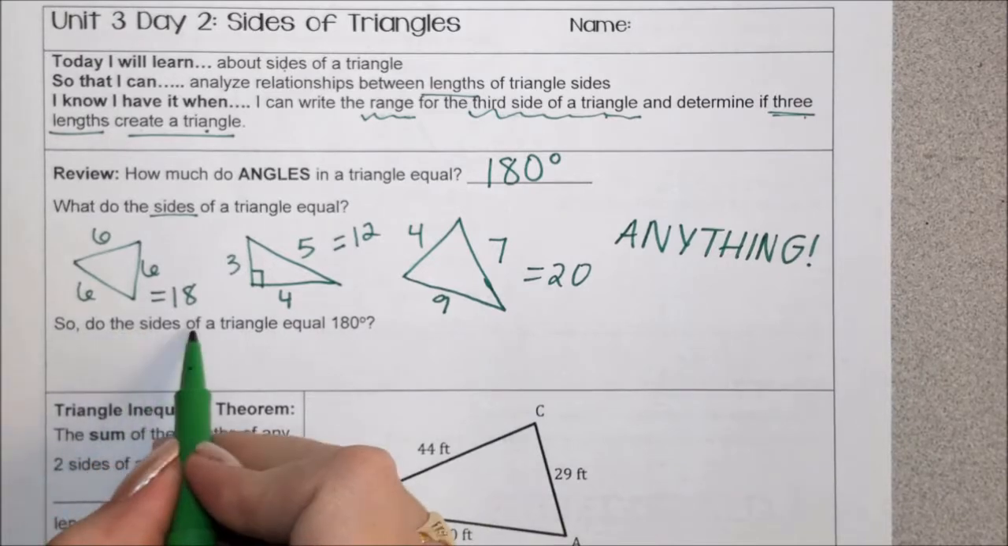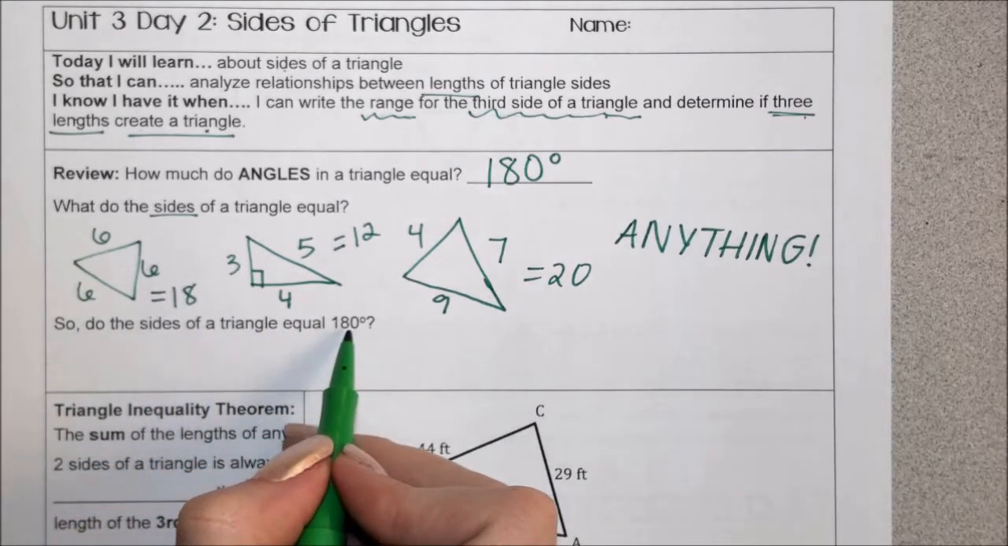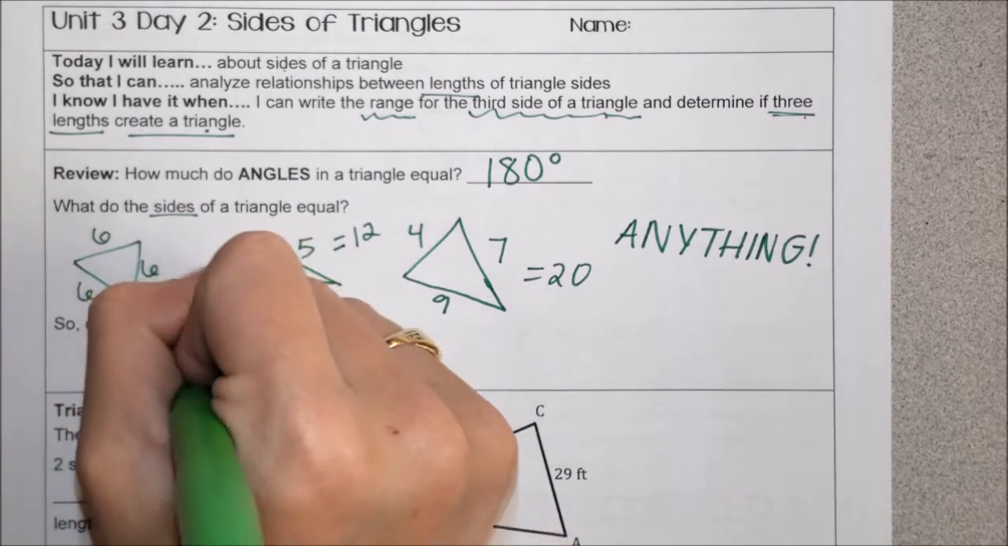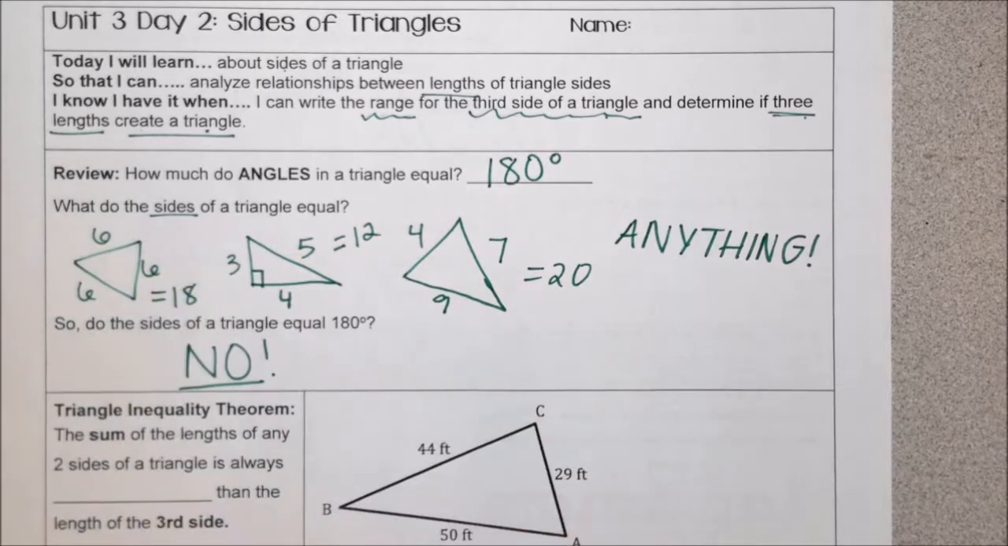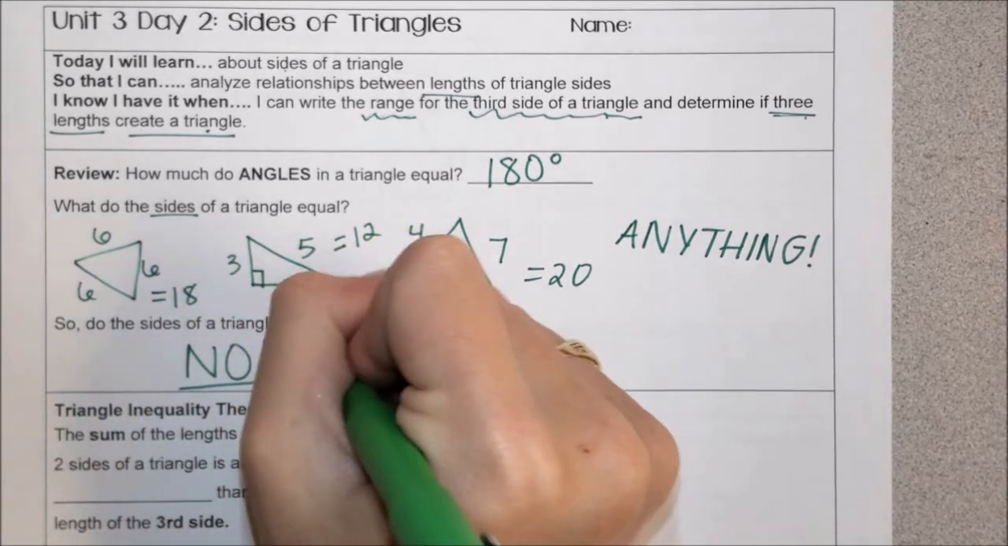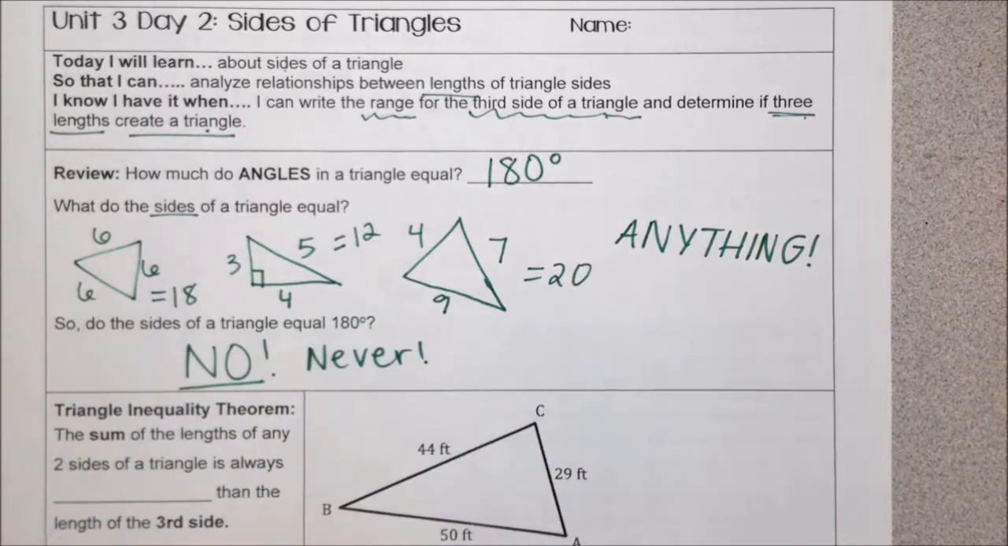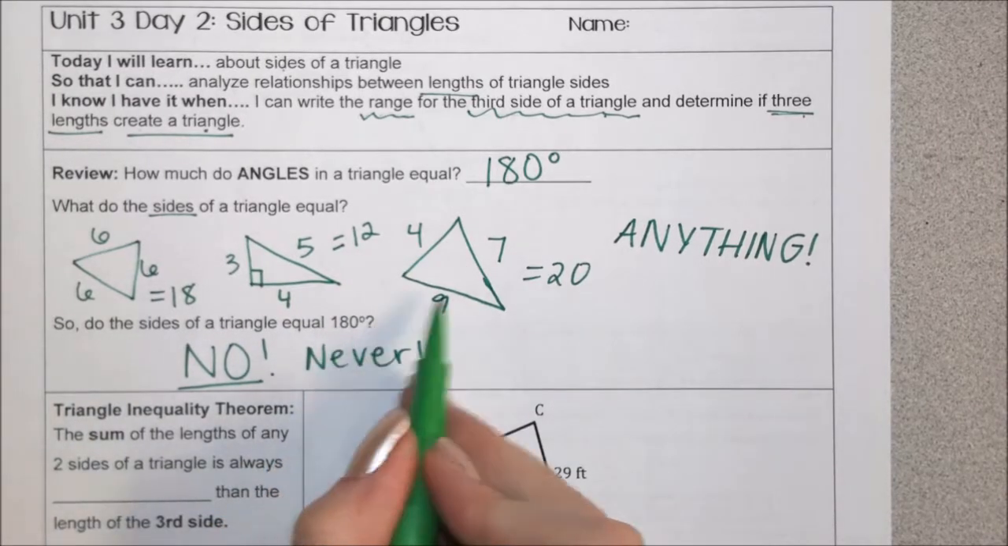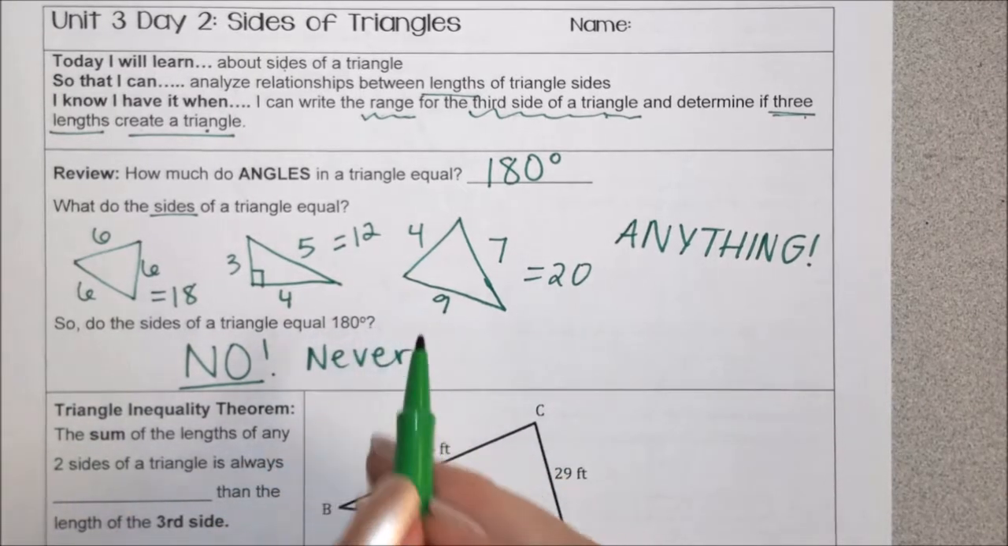So, when I ask you if the sides of a triangle equal 180 degrees, what are you going to say? No, absolutely not. This is never possible, and every year I see students say 180 degrees for the sides, and they are wrong. Do not be that student.